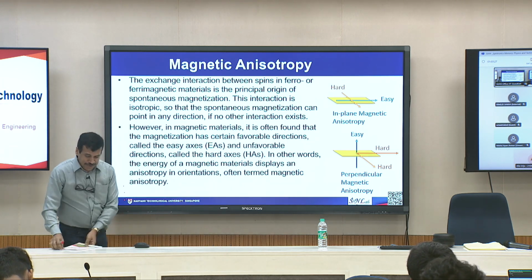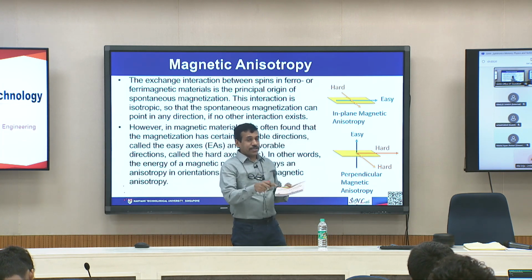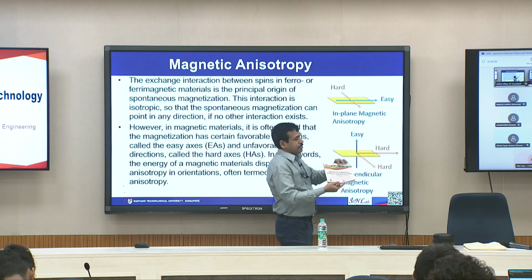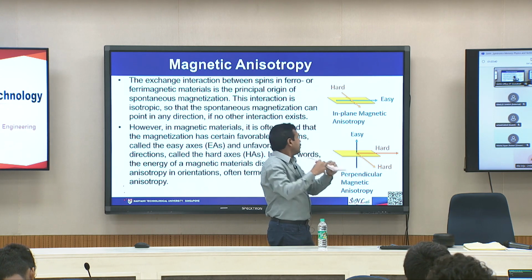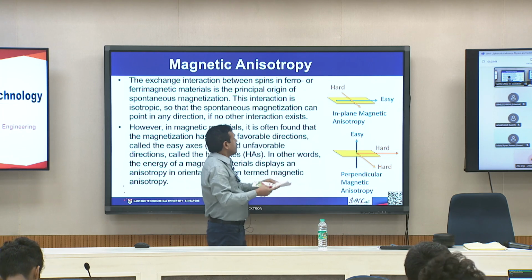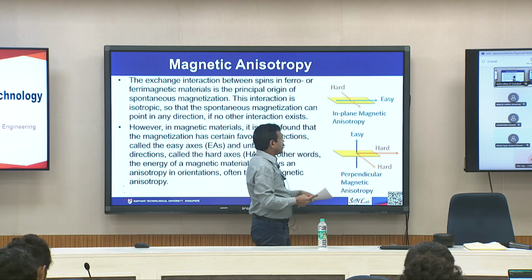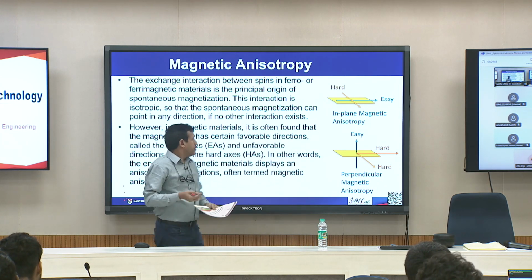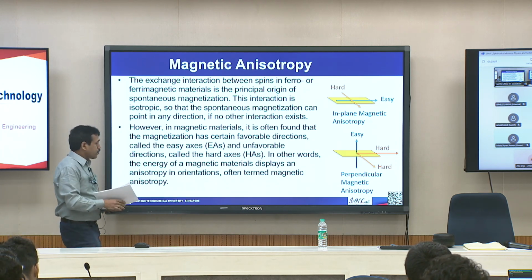So, in some materials you can have this kind of anisotropy. That means in one direction, within the same plane. Here I am measuring the magnetic properties of the film in the plane, by applying the magnetic field parallel to the plane. In plane itself there are two directions, one easy direction. The easy direction is the one where you can achieve saturation easily.